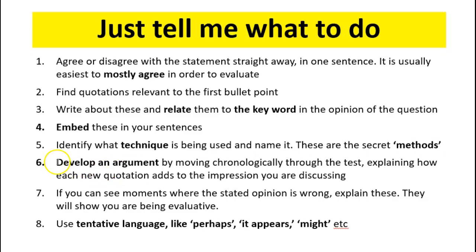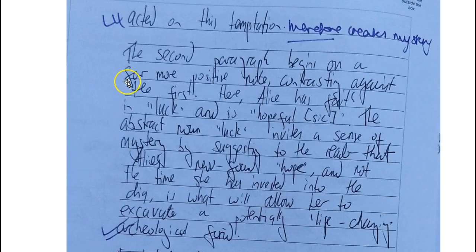Now, the other thing is you want to develop an argument. Well, the first stage of developing an argument is where you outline how you mostly agree with the statement in the question. But the next bit is just to move chronologically through the text, explaining how each new quotation adds to the impression you're discussing. The easiest way to do that is do what Bo did here. Oh look, examiner, I'm now going to deal with the second paragraph and talk about how that offers something new, the contrast. So just moving through the paragraphs will automatically get you the marks because you'll develop an argument about what the writer is up to.